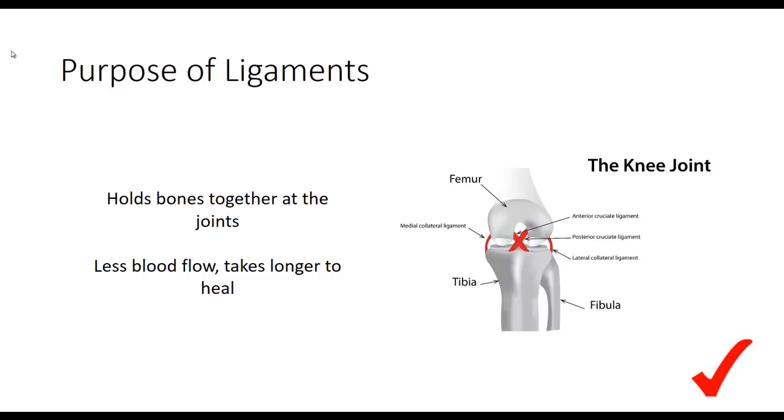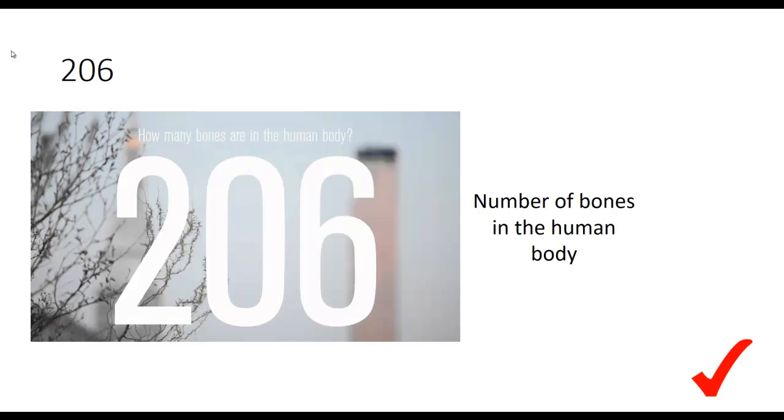There's less blood flow to it, so it takes longer to heal. That's why injuries like ACL and MCL tears take so long to heal, because your body needs blood flow for things to repair itself, and it just happens less in ligaments. But the main purpose of ligaments is to hold bones together at the joints.